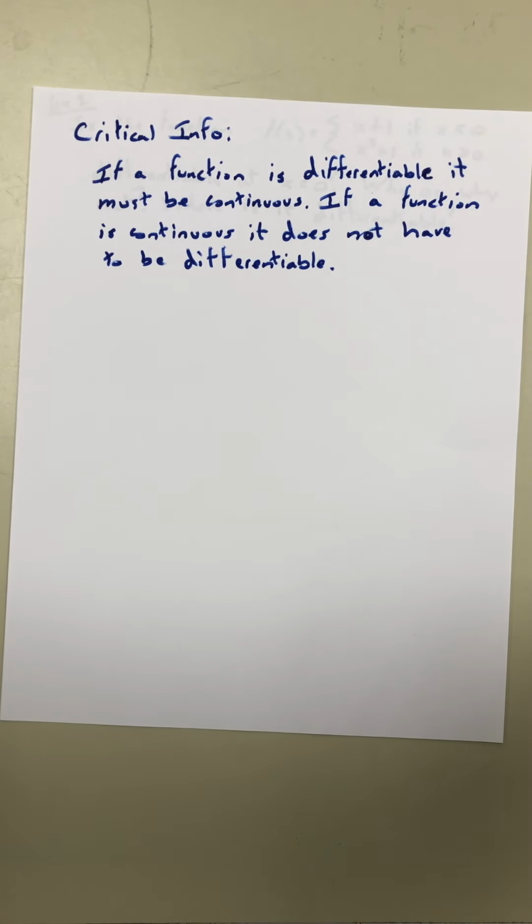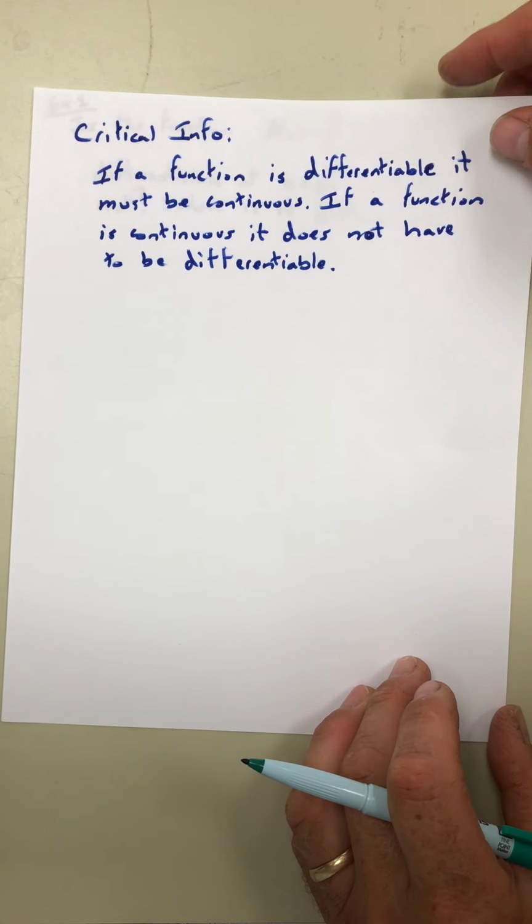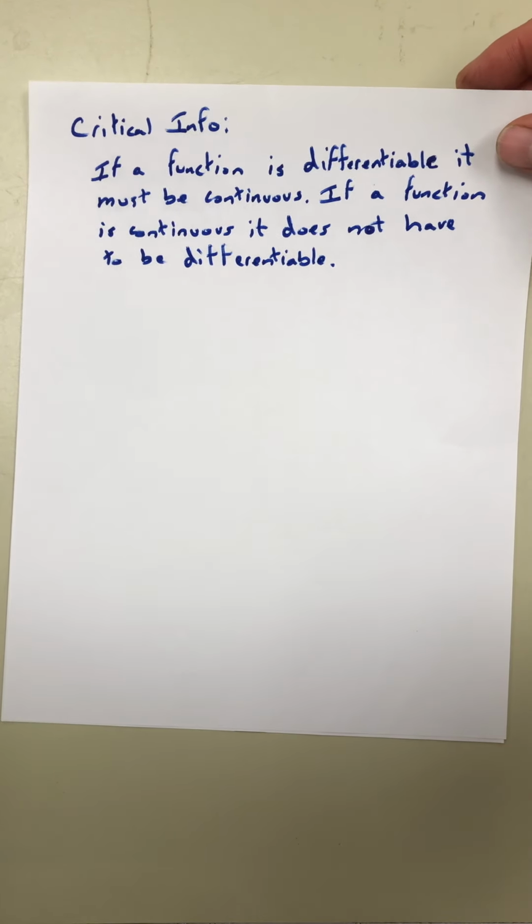Before we do that, if a function is differentiable, it has to be continuous. If a function is continuous, it does not have to be differentiable. If you remember back in geometry, they said all squares are rectangles, but not all rectangles are squares. Same thing here. If a function is differentiable, it must be continuous. If it's continuous, it does not have to be differentiable. So in order for us to find the derivative, it has to be a continuous function.